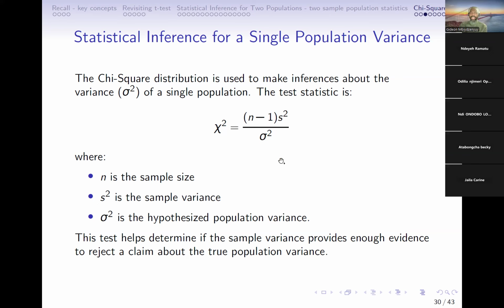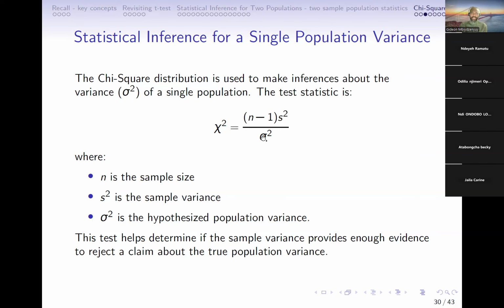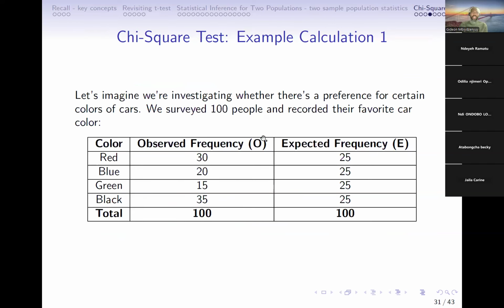So this test will help you to determine if the sample variance provides enough evidence to reject a claim about the true population variance. How close the sample variance is to the population variance depends on this error measure here. I hope you understand that well. Let's look at an example.